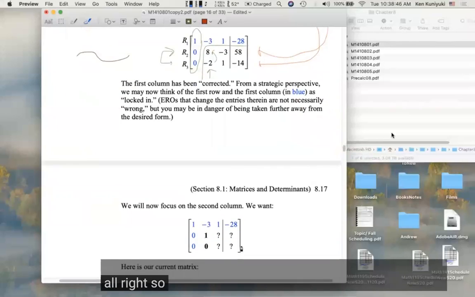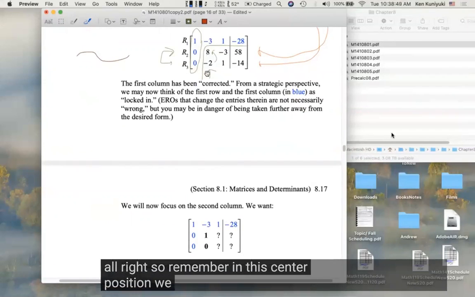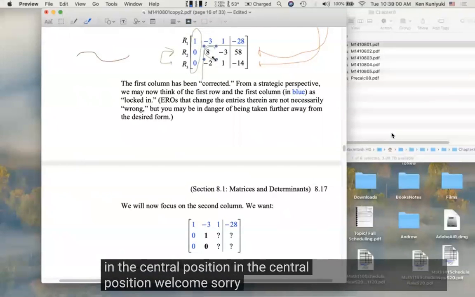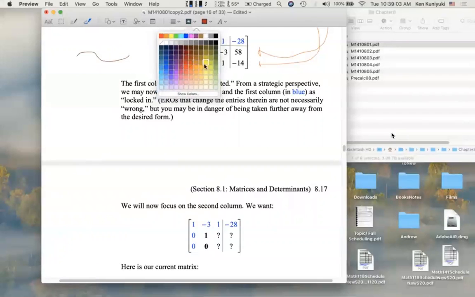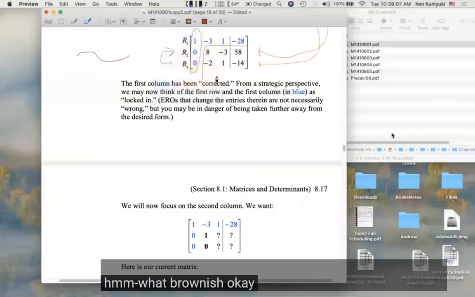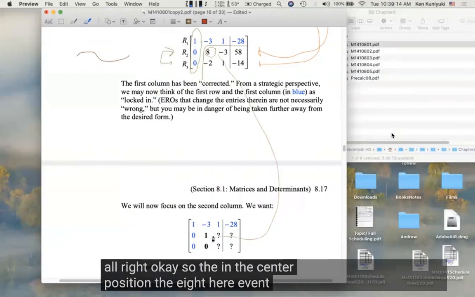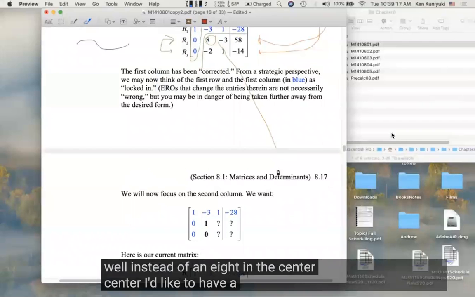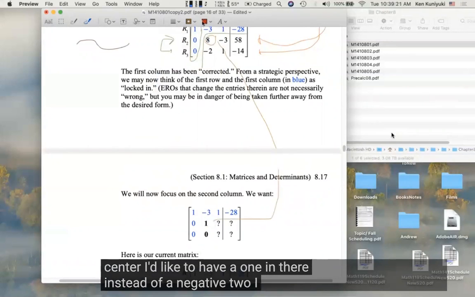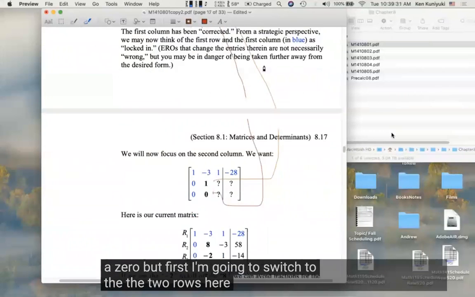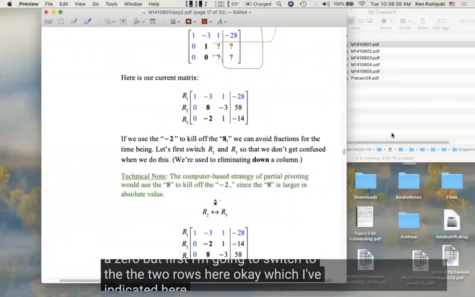All right. So remember, in the center position, we ultimately, I'll draw arrows. In the central position, the 8 here, well, instead of an 8 in the center, I'd like to have a 1 in there instead of a -2. I'd like to have a 0. But first, I'm going to switch the 2 rows here, which I've indicated here.